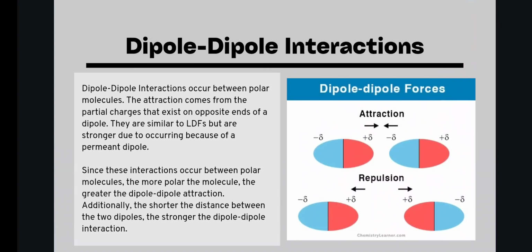Dipole-dipole interactions. Dipole-dipole interactions occur between polar molecules. The attraction comes from the partial charges that exist on opposite ends of a dipole. They are similar to LDFs, but are much stronger due to occurring because of a permanent dipole. Since these interactions occur between polar molecules, the more polar the molecule, the greater the dipole-dipole interaction. Additionally, the shorter the distance between the two dipoles, the stronger the dipole-dipole interaction.